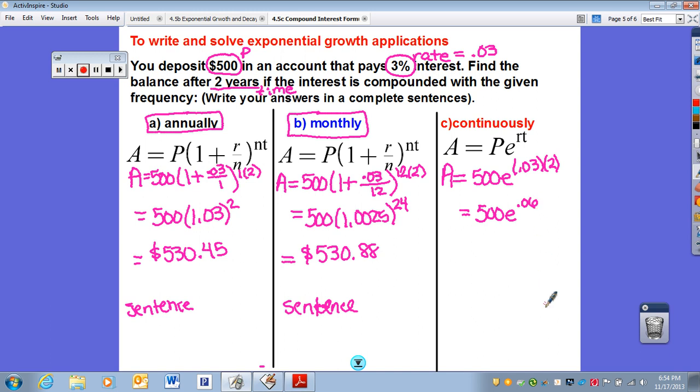So on the calculator, you're going to press 500 times E, use your exponent key to the 0.06 power, and then press equals. And this should come out to be $530.92. And don't forget to write your sentence.